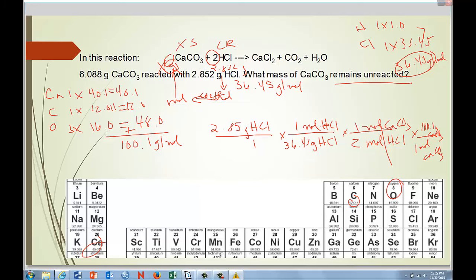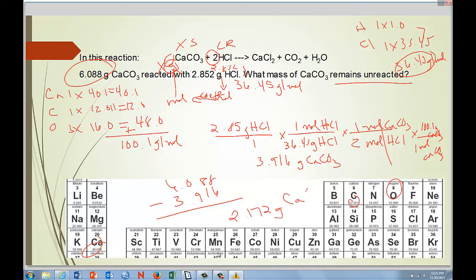If we're starting off with 6.088 and we only use 3.916, that means we can determine how much we have left over by subtracting the two. And that comes out to be 2.172 grams. That's how you determine how much is left over. You have to convert it over to how much you would be using and then subtract it off. This will be our final practice for this review.